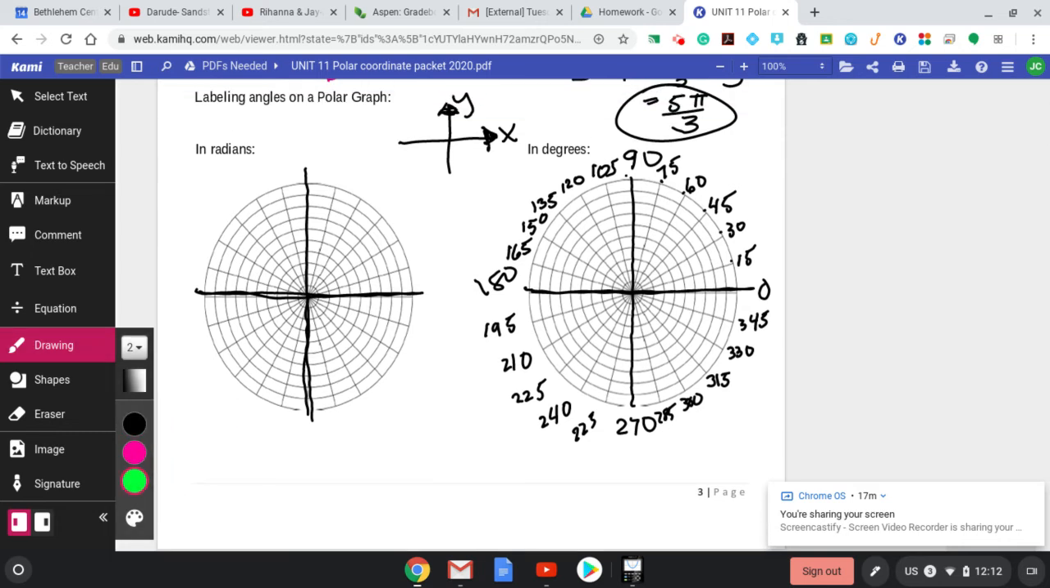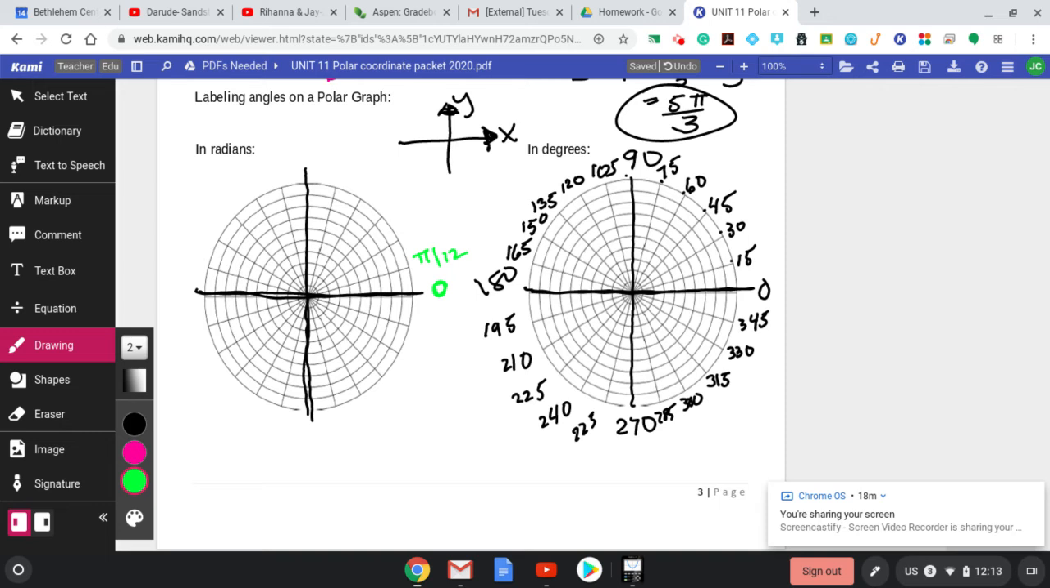Okay, so let's go over to radians now. We still have 0. Now remember, in the degrees, they went by 15 degrees. So what we would have to do is say, all right, what's 15 degrees in radians? And that's what it would go by. I'll do the conversion for you: 15 degrees in radians is pi over 12. So every time you go a marking, you're going to go pi over 12.